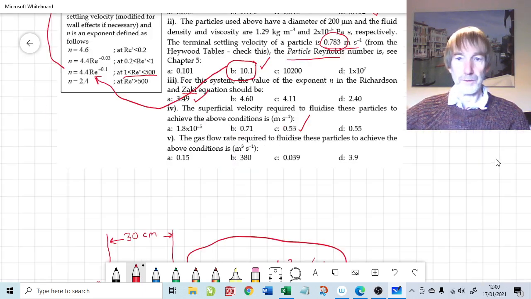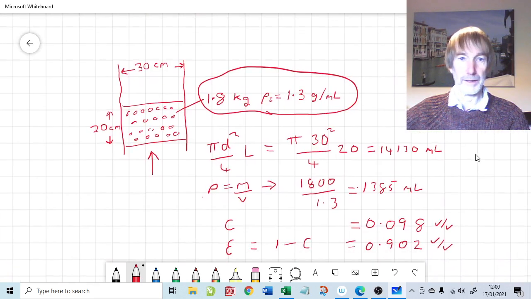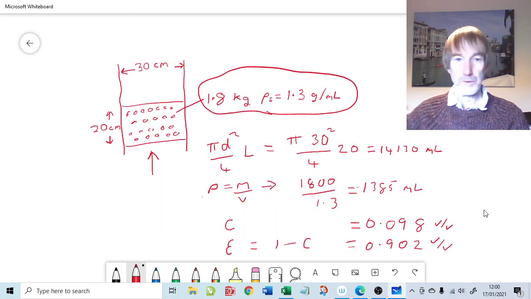Great, that's not the end of the story, because we've been asked to do one additional calculation. So the superficial velocity is down here, and this is the velocity required in order to fluidize the bed at that voidage of just over 90%. So we decided that is 0.55 meters per second.